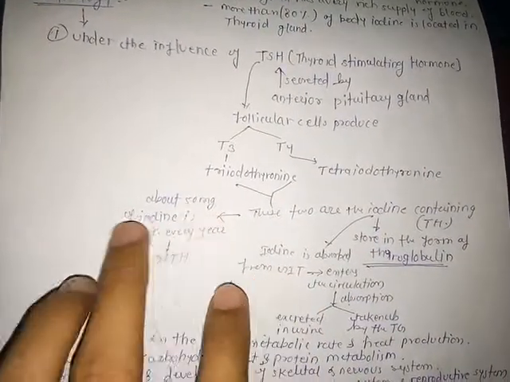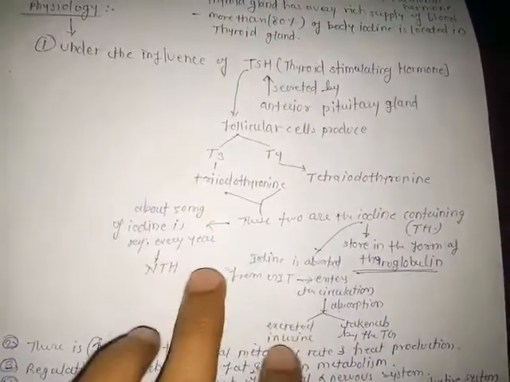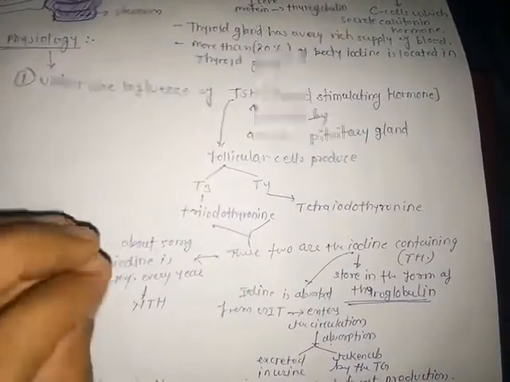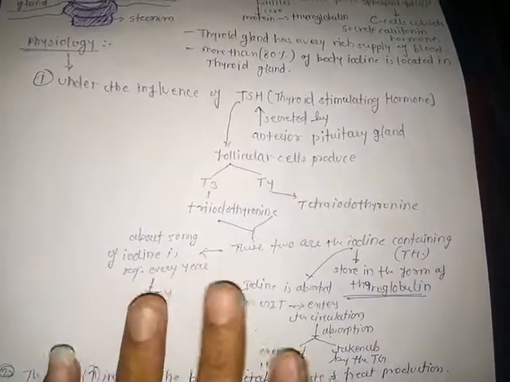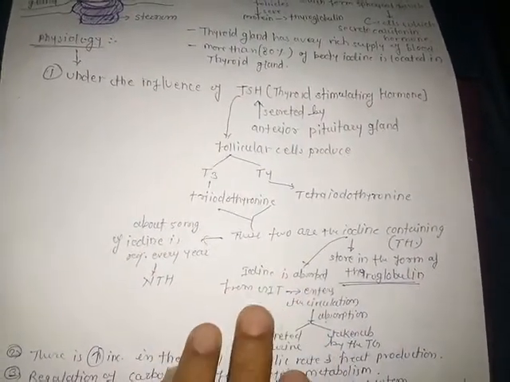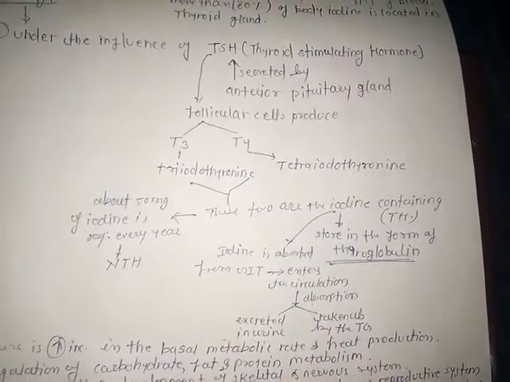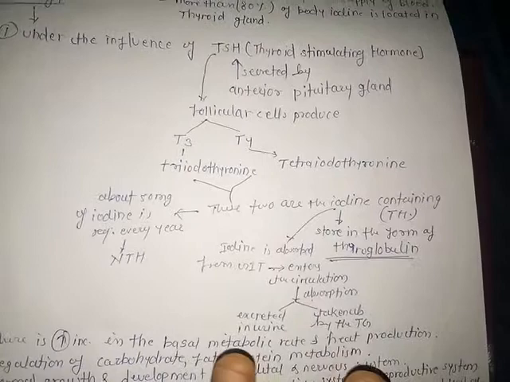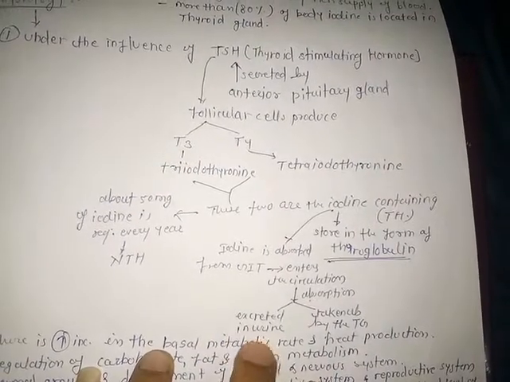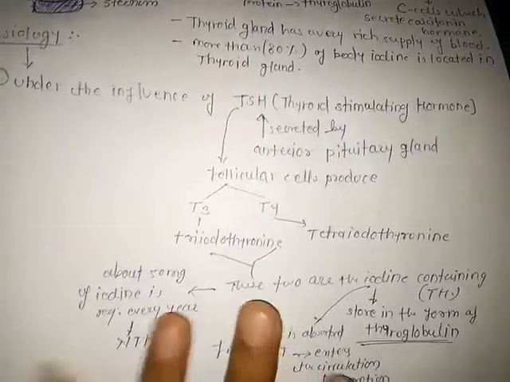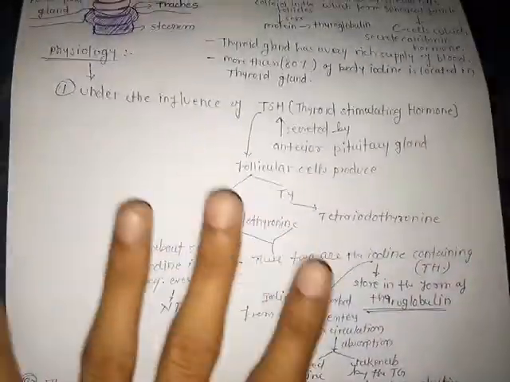About 50 mg of iodine is required every year. This iodine is absorbed from the GIT and enters the circulation. After absorption, in two ways it is either excreted in the urine or taken up by the thyroid gland. So this is a simple physiology of the thyroid gland.